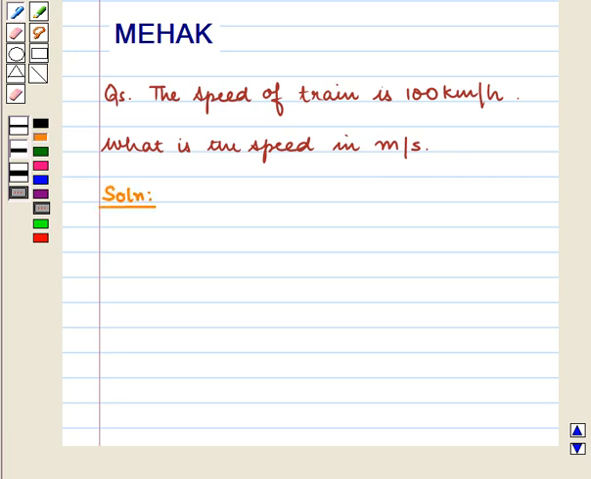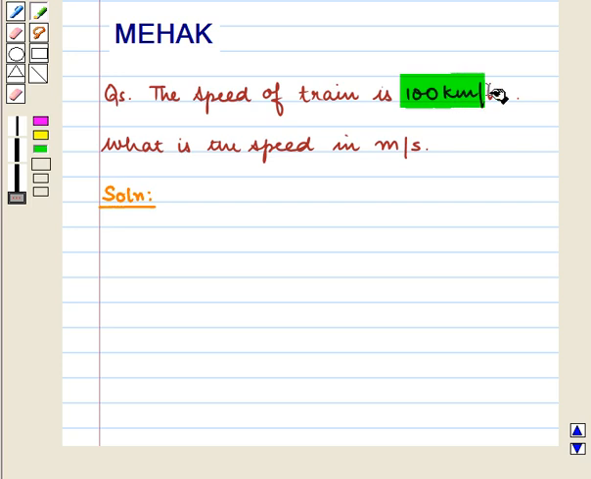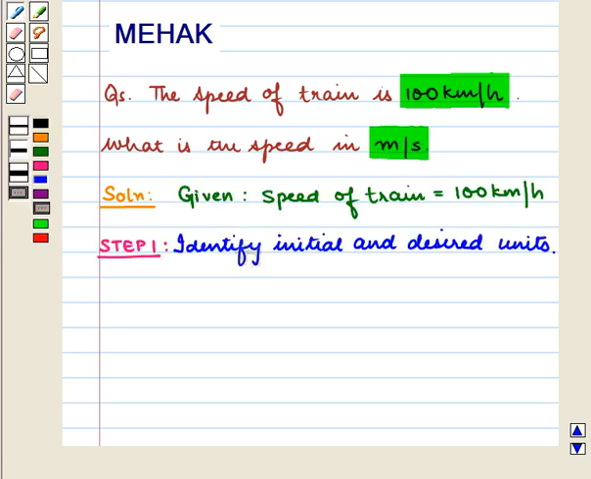Let us proceed with the solution. We are given that the speed of the train is 100 kilometers per hour, and we have to find its speed in meters per second. Our first step is to identify initial and desired units. In this question, we have to find speed in meters per second when speed in kilometers per hour is given.